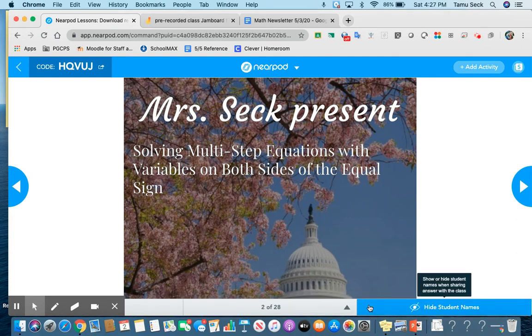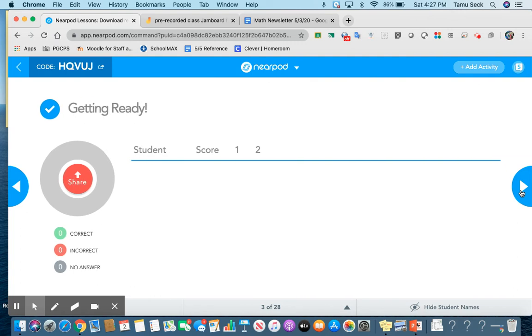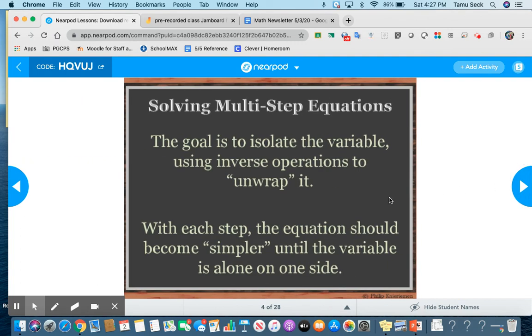This is a pre-recorded class on solving multi-step equations with variables on both sides of the equal sign. Okay. So when solving multi-step equations, the goal is to isolate the variable using inverse operations to unwrap it. With each step, the equation should become simpler until the variable is alone on one side.